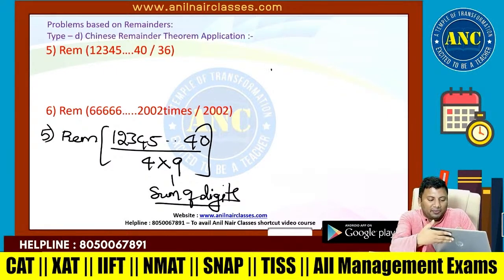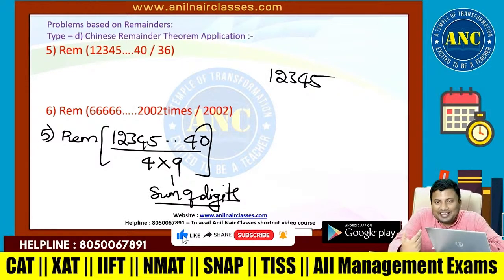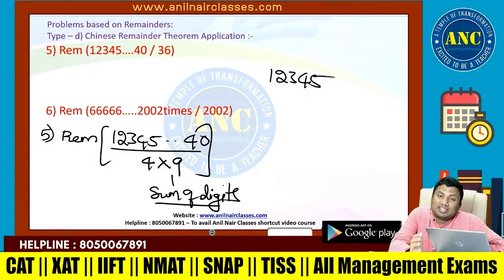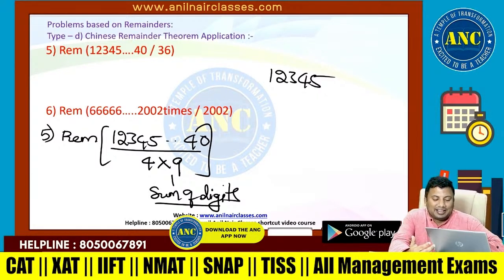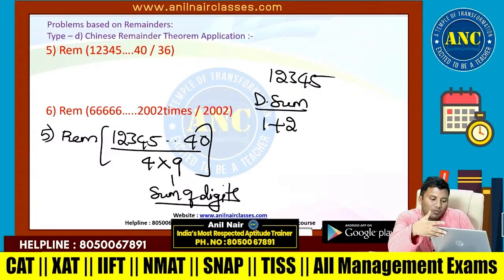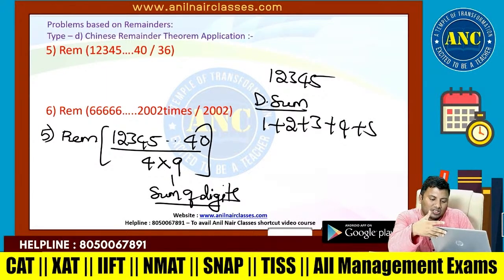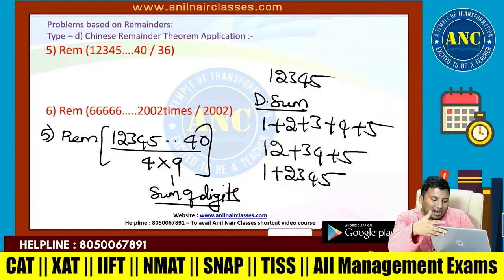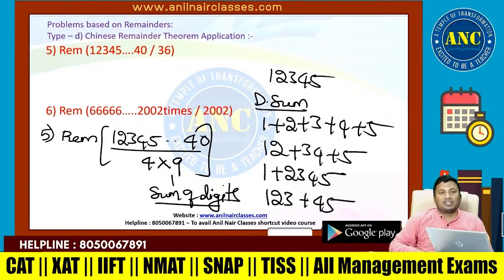Now he asked me, sir, 1, 2, 3, 4, 5 till 9, okay. Next it is 10. The digital sum of 10 is 1. 11 digital sum, 1 plus 1, is 2. 12 digital sum is 3. Sir, should I not do it like that? I said, you can do the digital sum in whatever way: 1 plus 2 plus 3 plus 4 plus 5, or 12 plus 34 plus 5, or 123 plus 45. The digital sum does not change.